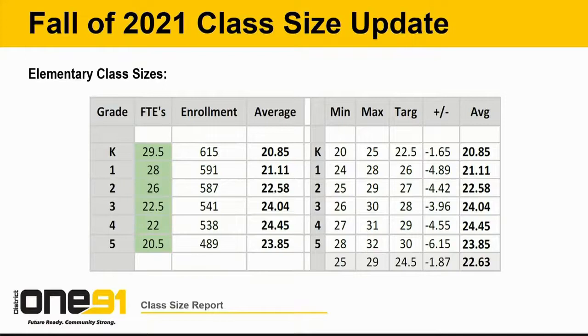As you can see, we are in the negatives compared to our targets. So that middle number means across our elementary as a whole, on average, we are below the middle line. And it isn't uncommon this year to even be below our minimum line in some buildings.